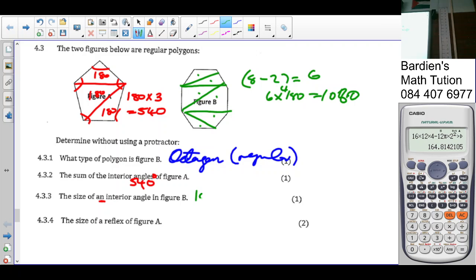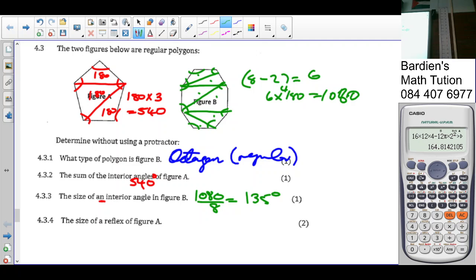So you say 1080 divided by how many angles are here? In the 8-sided figure, how many angles? 8. So 1080 divided by 8 is 135 degrees. Does it make sense? You guys understand?